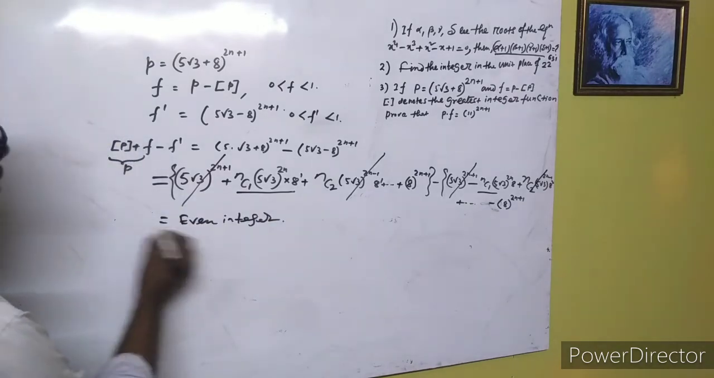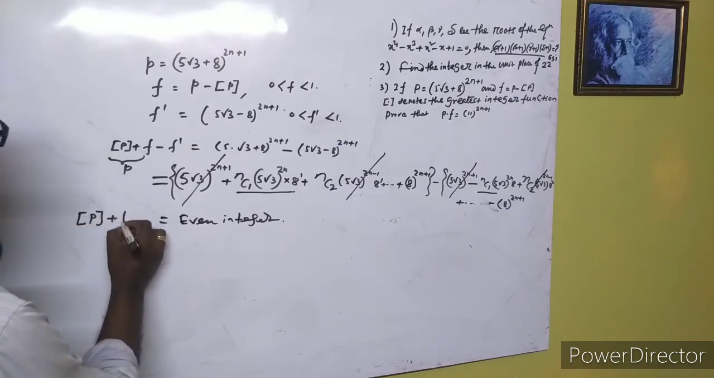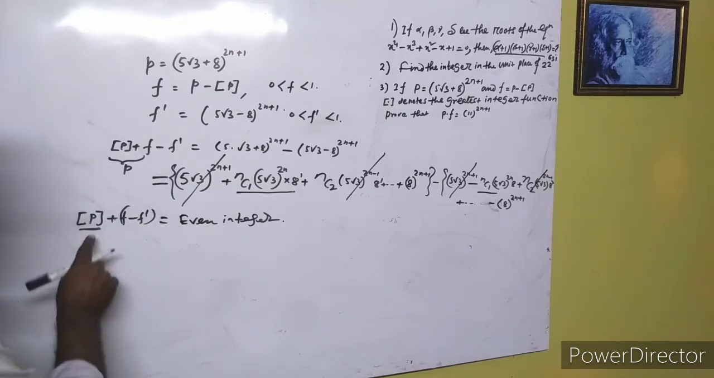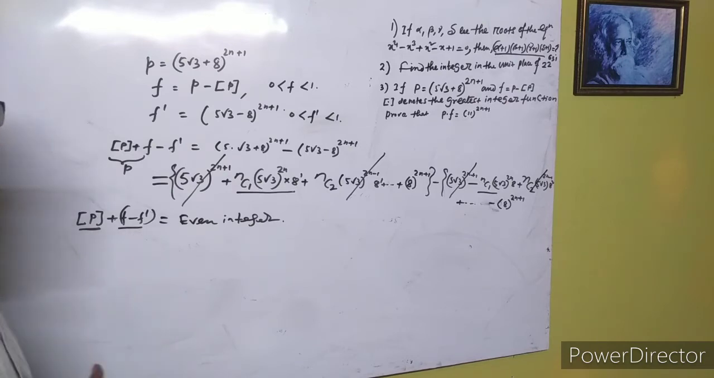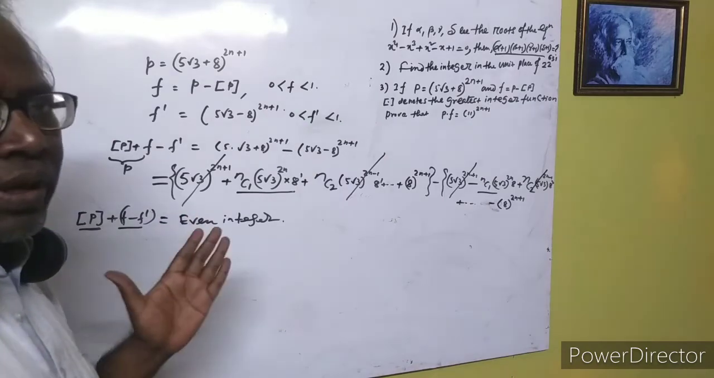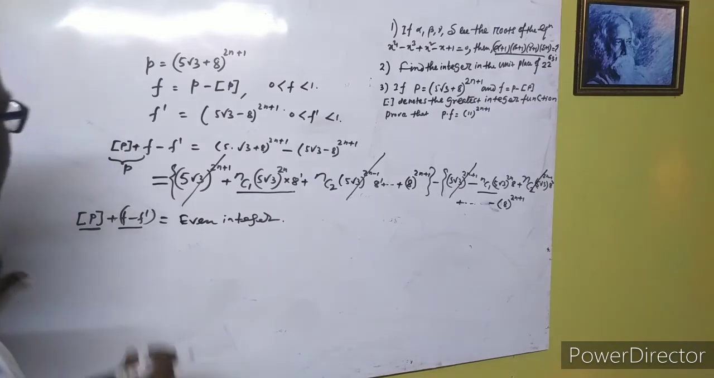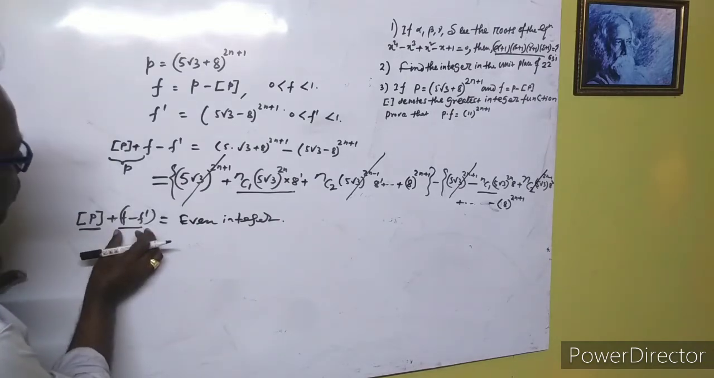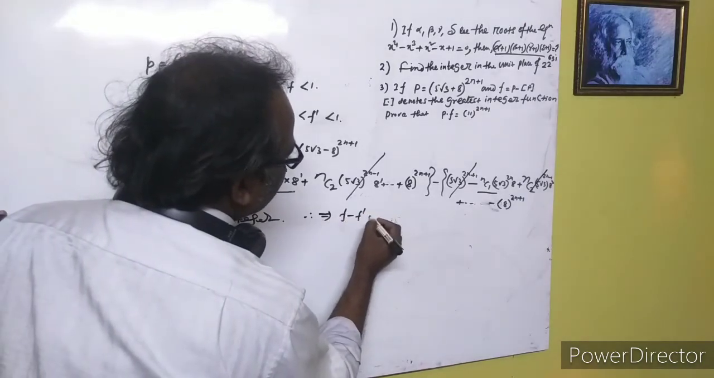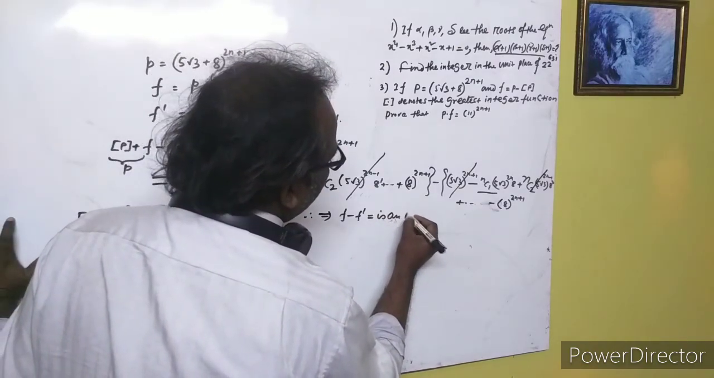See here, this is the value of P plus f minus f dash. As this is an integer, therefore this is also an integer. As we know, the sum of two integers is also an integer, not a fraction. So it is given that this is an integer. Therefore, we proceed that f minus f dash is an integer.